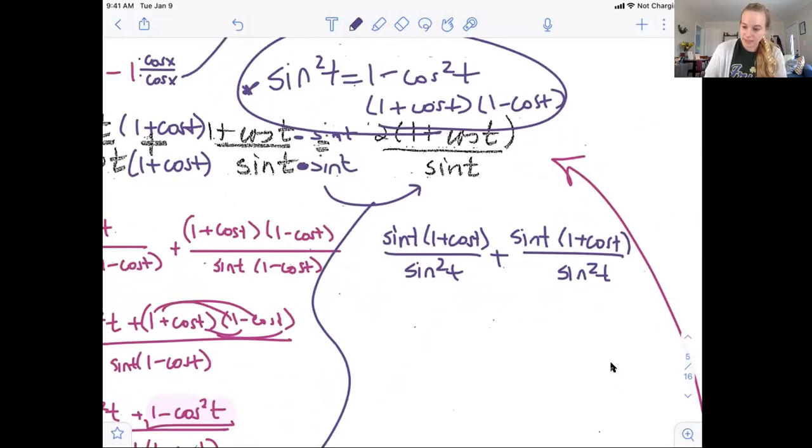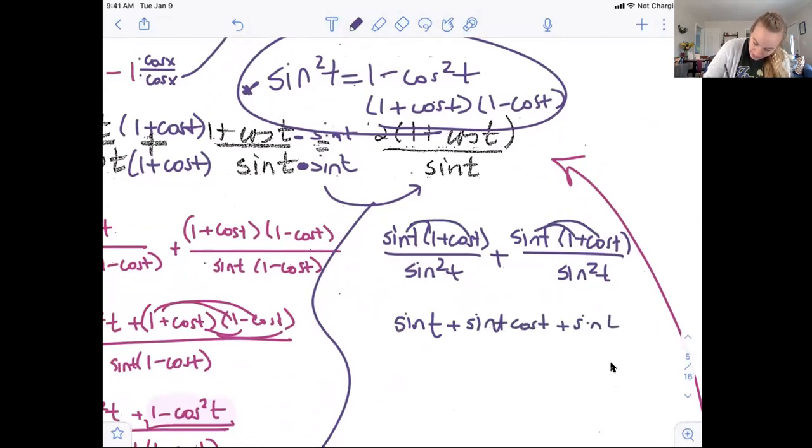I'm going to combine them together, but before I combine them, let's distribute that sine. Distribute. I get sine t plus sine t cos t. And then I'm doing the other one now, sine t plus sine t cos t. And all of that's over sine squared because we added our two fractions together.